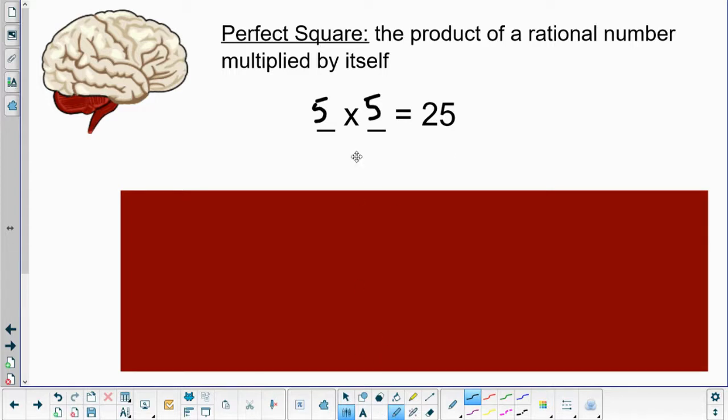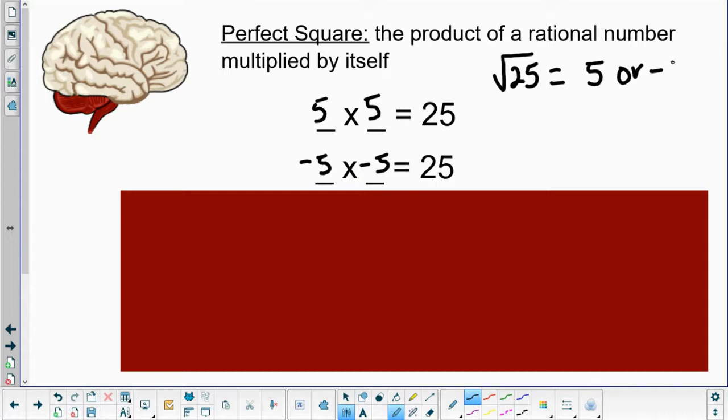There actually is a number that would work. It is -5 times -5. Why does that work? Well, a negative times a negative equals a positive. So if you notice, perfect squares actually have two different answers. So if I said the square root of 25, okay, one possible answer is 5, or it could also be -5. So square roots have two possible solutions.